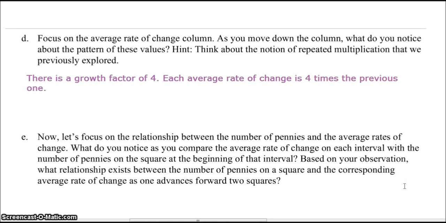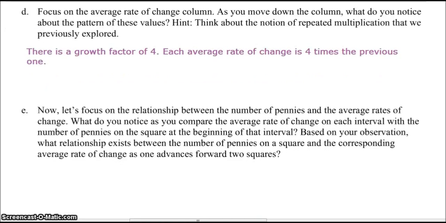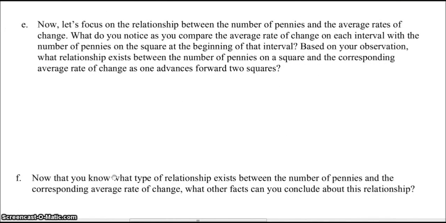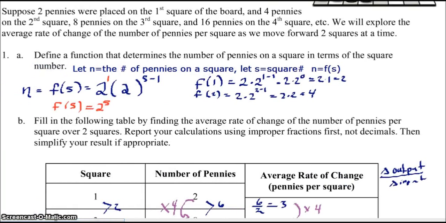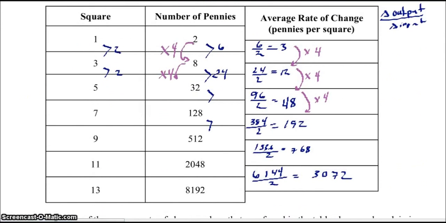Now let's focus on the relationship between the number of pennies and the average rates of change. What do you notice as you compare the average rate of change on each interval with the number of pennies on the square at the beginning of that interval? Based on your observation, what relationship exists between the number of pennies on a square and the corresponding average rate of change as one advances forward 2 squares? Okay, I'll read this problem again one more time.